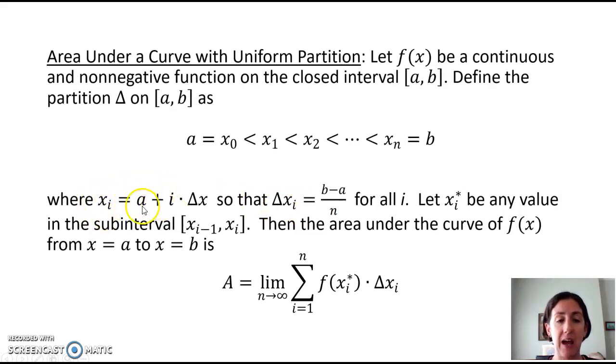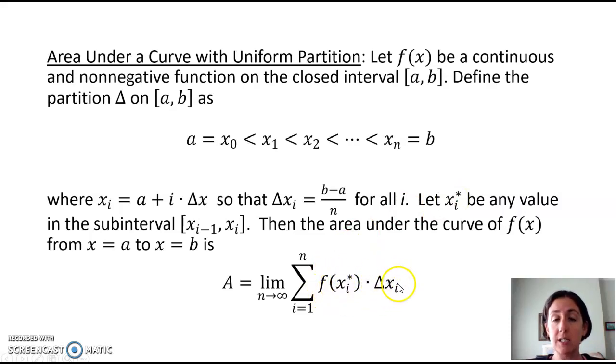Each x_i is found by a, the starting value x_0, and adding i number of widths to it, all the way up until we added n of them to get b. And then x_i star is some value in the subinterval. It can be the right endpoint, the left endpoint, or the midpoint. It's just some value in each of the subintervals. And so when we plug that x_i star into the function, that gives us the height of the rectangle.